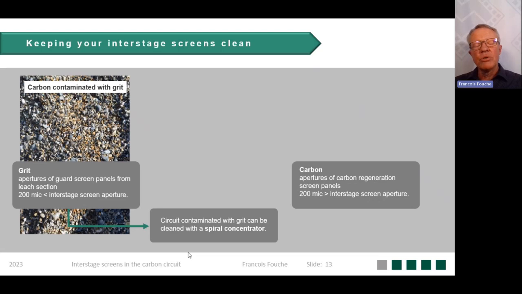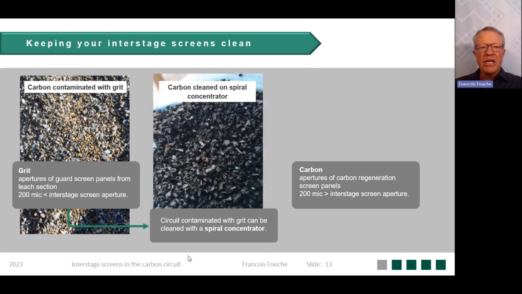Once your circuit is contaminated with grit, it has to be removed. And for this purpose, you can utilize a spiral concentrator. It's a fairly easy process given the density difference between the silica grit, 2.7, and that of the activated carbon, 0.5. So what you would like to achieve is a clean carbon inventory, and this is depicted in the picture in the slide.